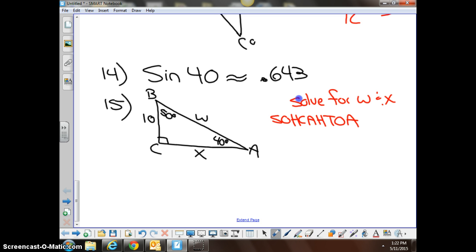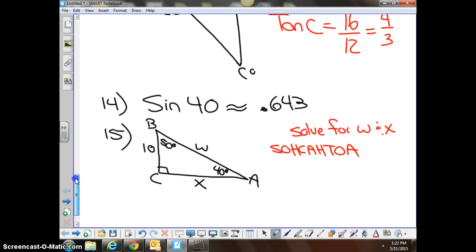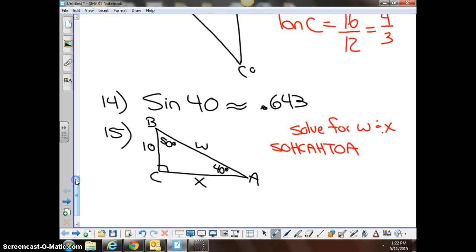Now I am stuck because I need to know what X is and I need to know what W is using SOHCAHTOA. The only thing that I know when you go back to number 14 is that the sine of 40 equals 0.643. So, this is where I might lose a couple of you, so we're going to go slow and have questions. I'm just going to focus on the sine of 40 right now.